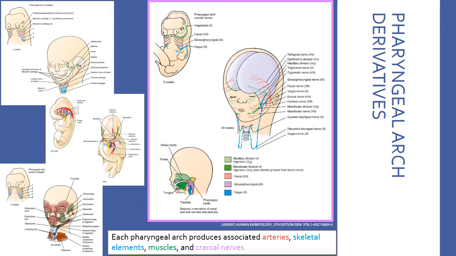Now, it's worth noting that some structures are actually derived from multiple cranial arches combined. A great example of that, and the one that your book goes through, is the tongue, which is actually derived from portions of the first 4 arches.